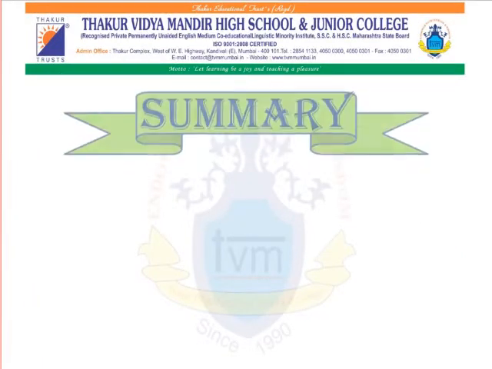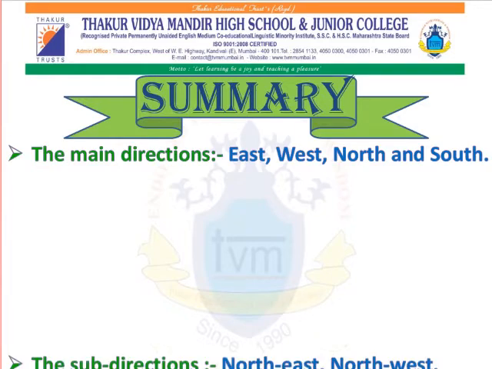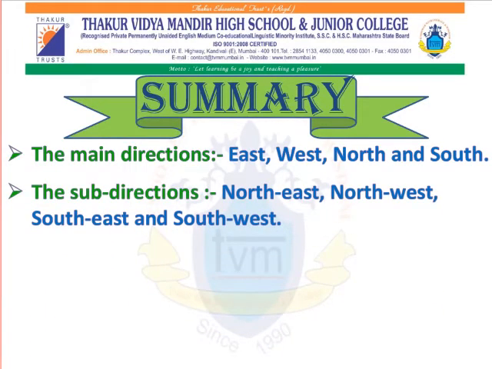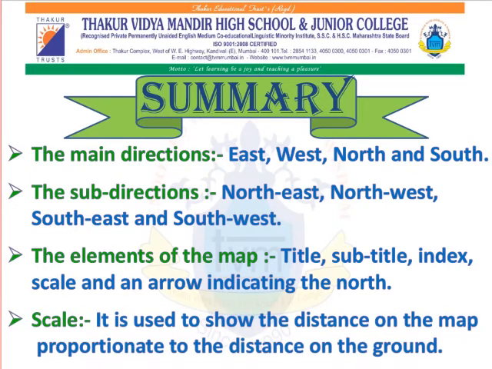Kids, let us summarize what we learned in today's lesson. We learned the main directions, that is east, west, north and south. The sub-directions, that is northeast, northwest, southeast and southwest. We learnt about the elements of the map, that is title, subtitle, index, scale and an arrow indicating the north. We also learned about the scale, one of the important components of the map. It is used to show the distance on the map proportionate to the distance on the ground.